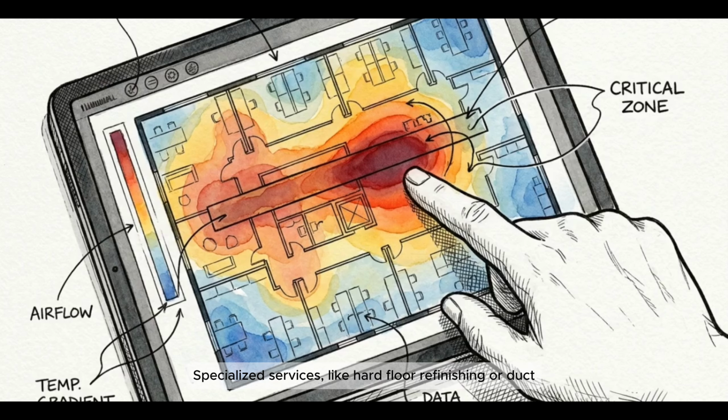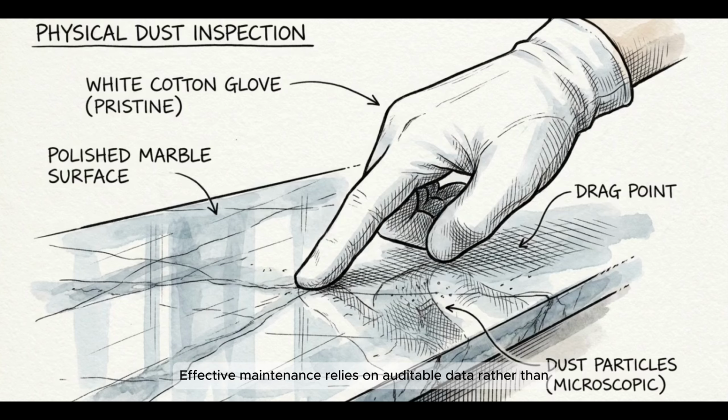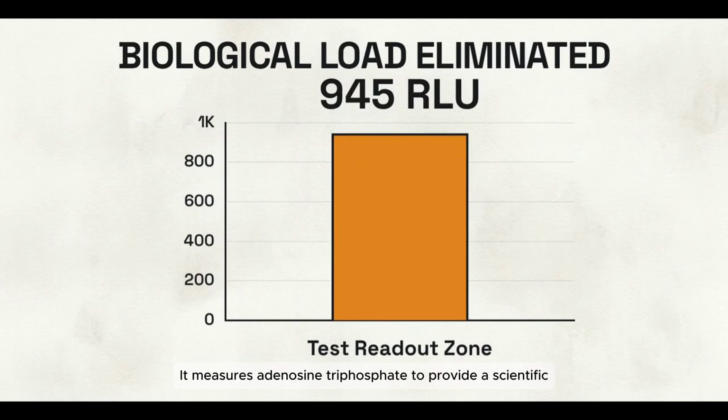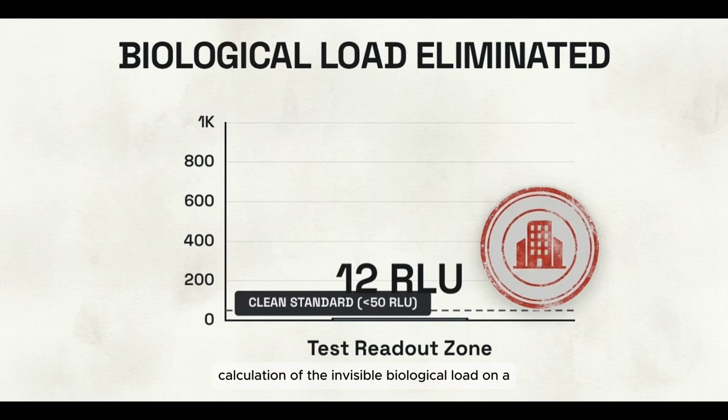Specialized services, like hard floor refinishing or duct clearing, allow managers to apply their budget precisely where data shows the highest risk. Deep cleaning is the most cost-effective capital asset preservation strategy available to a facility manager. Effective maintenance relies on auditable data rather than a subjective visual inspection. This is an ATP test readout. It measures adenosine triphosphate to provide a scientific calculation of the invisible biological load on a surface.